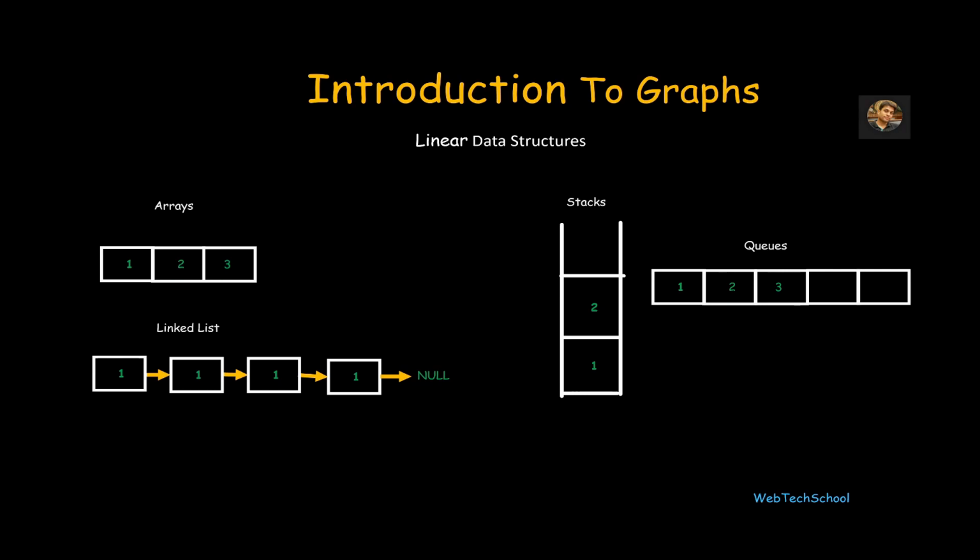Consider any hierarchical data like a designation in an organization where we have a manager, and under the manager we have reportee 1 and reportee 2, and reportee 1 is the reporting manager of, let's say, reportee 3 and reportee 4. This hierarchical data will not be stored in a linear data structure.